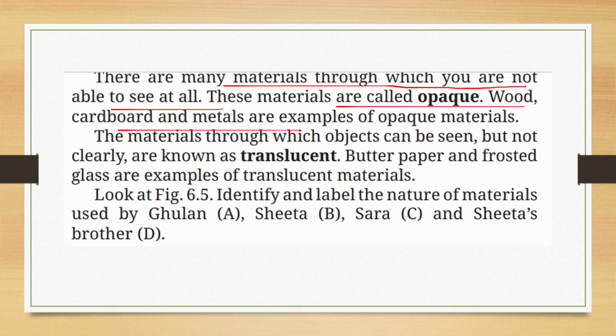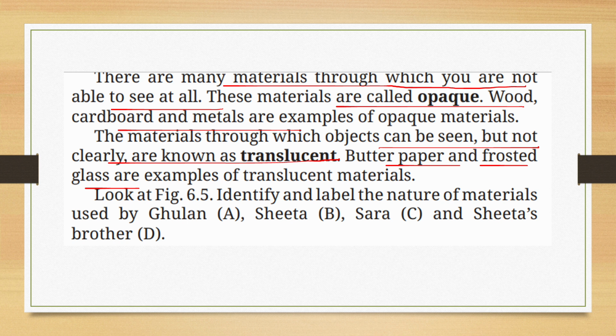Opaque objects are those that do not allow light to pass through them. The materials through which objects can be seen but not clearly are known as translucent. Butter paper and frosted glass are examples of translucent materials. So, translucent materials are those materials through which objects can be seen but not clearly. Examples: butter paper, frosted glass, oiled paper, etc. These translucent materials allow some light to pass through them.